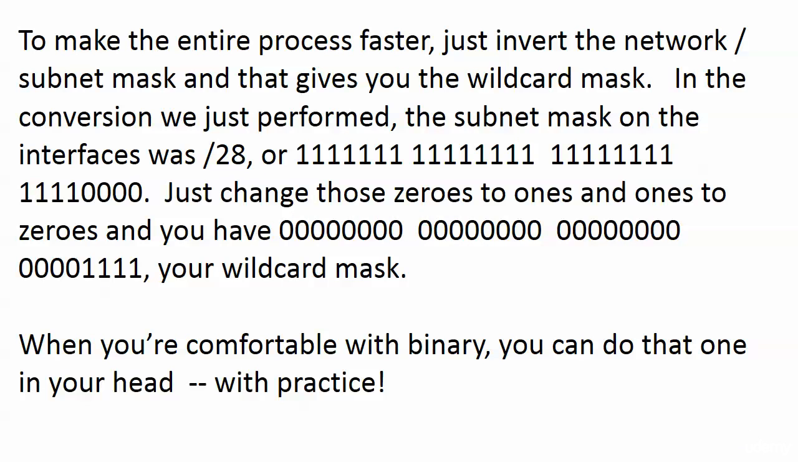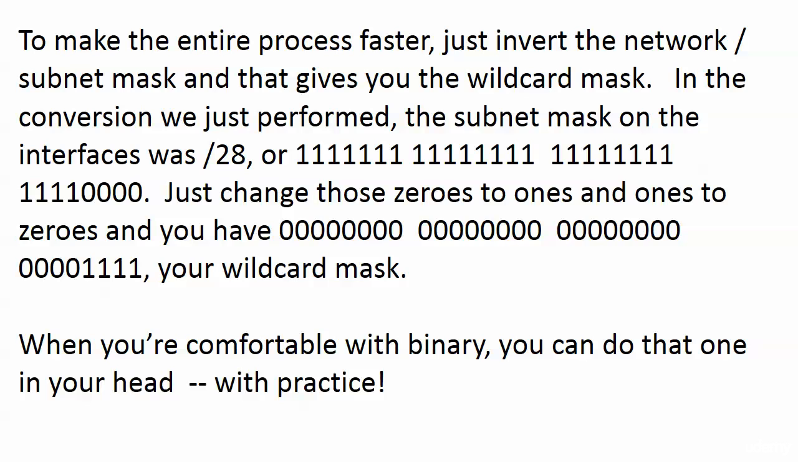And again, to make the entire process faster, just take the subnet mask that you're given and just invert it, and that gives you the wildcard mask. They gave us /28. We know what that is without writing it out. We know that's 28 ones followed by 4 zeros. If you invert that, change the zeros to ones and the ones to zeros, then what you have is 28 zeros at the beginning and 4 ones at the end. And again, with practice, you'll know that when you have a /28 mask, change it to a wildcard mask, the result is going to be 0.0.0.15. You won't have to do all that writing out.